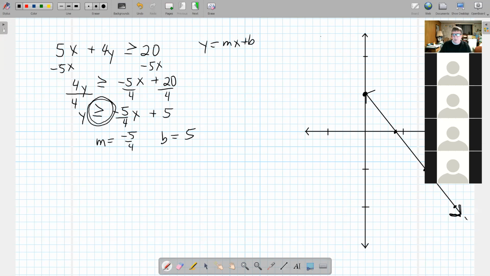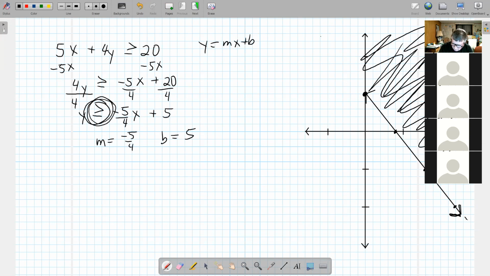Now, are we going to shade the area that is below or above? Well, it says y is greater than or equal to, so we're going to shade the area that is above the line. Okay with that? So the solution would be everything above and including the solid line.